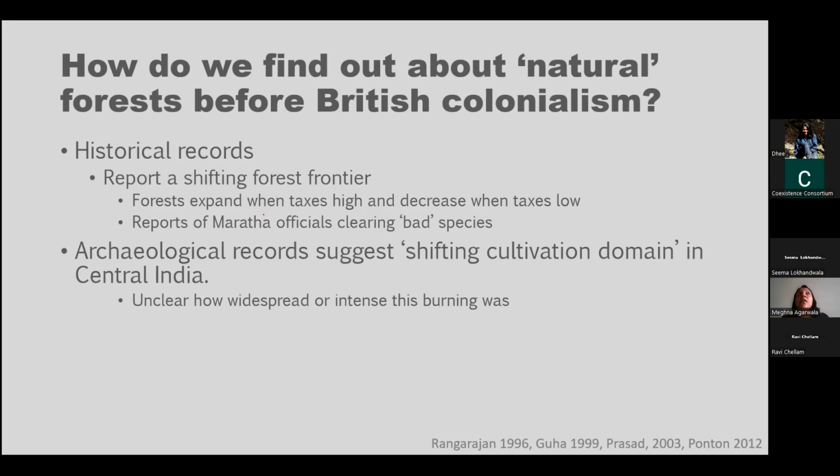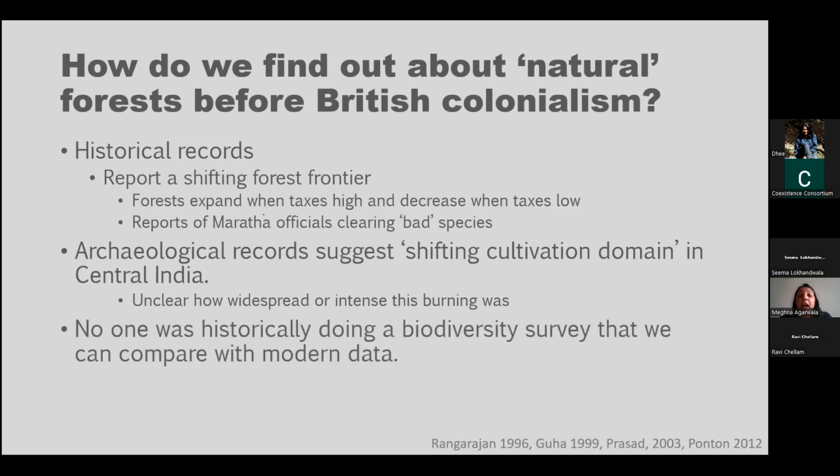That is where local communities would burn down a patch of forest, grow agriculture there, and then move away and come back. Depending on the tradition, they may come back every 9 years in the case of the Bagas, or every 7 years, etc. But again, it's unclear how widespread or intense this burning was, where it was located, etc. And historically, nobody was really doing a biodiversity survey that we can compare directly with modern data, right?